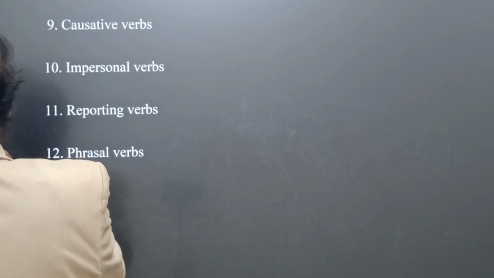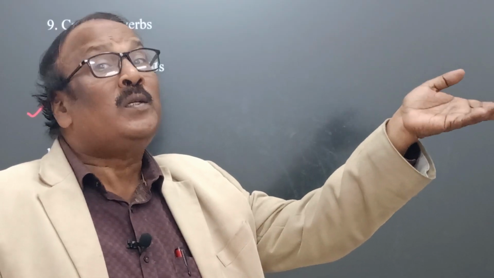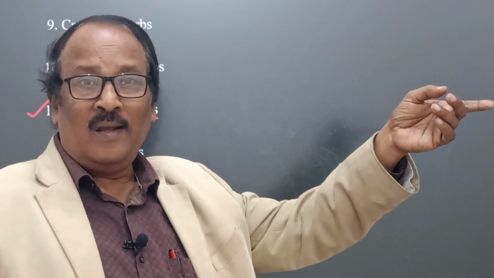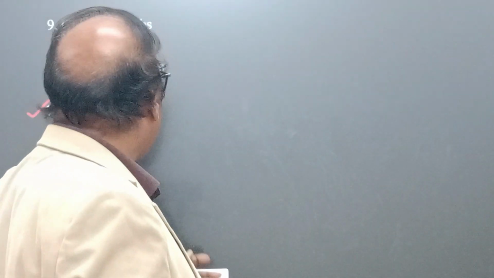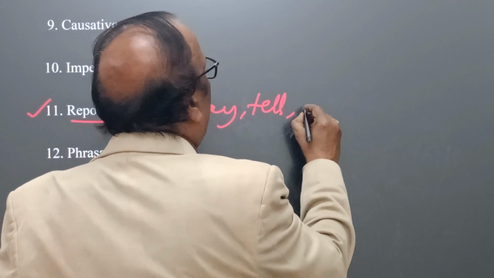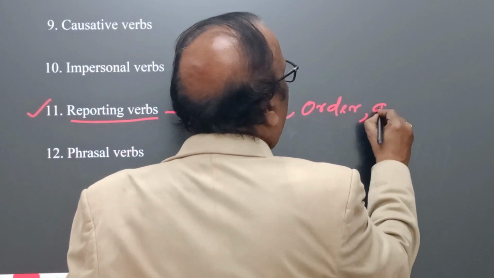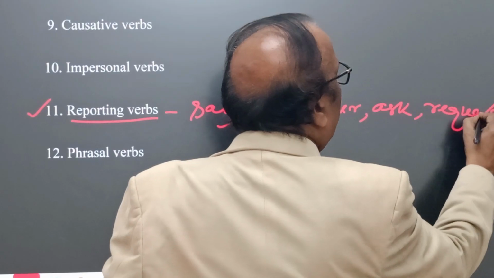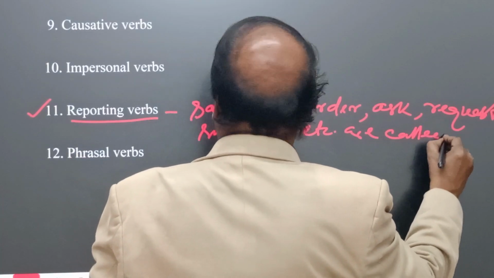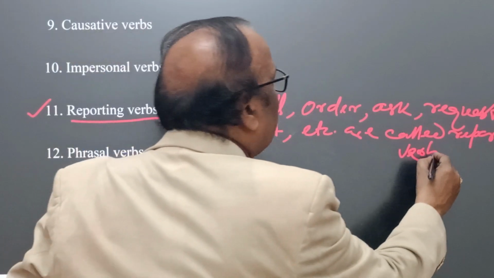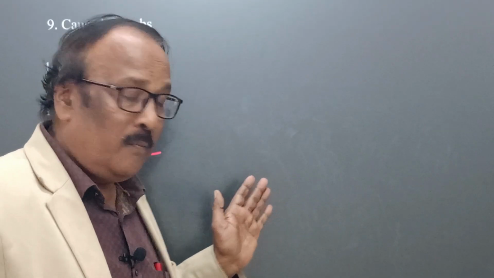Now come reporting verbs. Reporting verbs are the verbs through which we report the speech spoken by a person either in a direct speech or any indirect speech. Say, tell, order, ask, request, suggest, etc. are called reporting verbs. The last point, phrasal verbs.